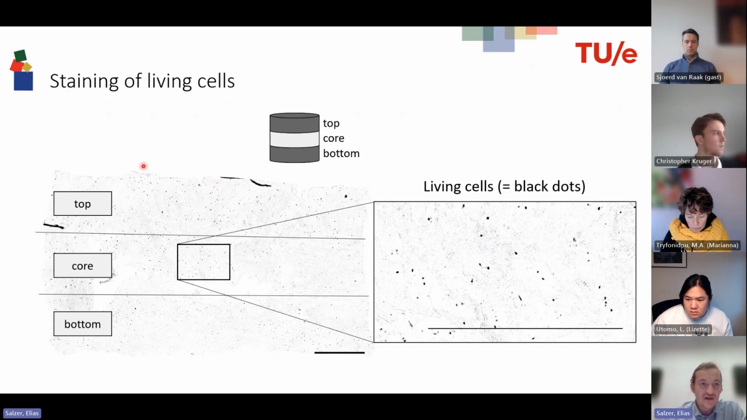So we counted the living cells. We can do this with a staining method. And we divided the nucleus pulposus tissue in top, core, and bottom. And on the right-hand side here, you see the living cells. These are the black dots. So all of the black dots that you see here, we can count them, and then we know how many living cells are in the tissue.